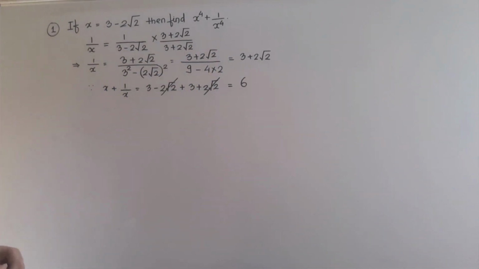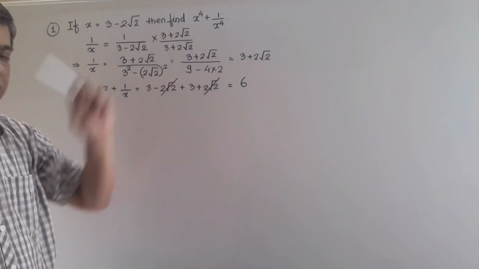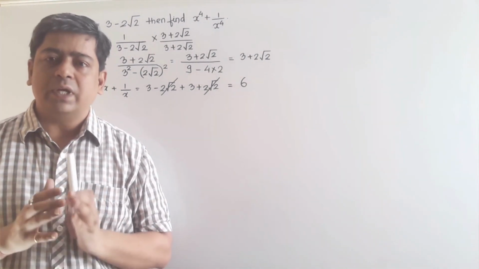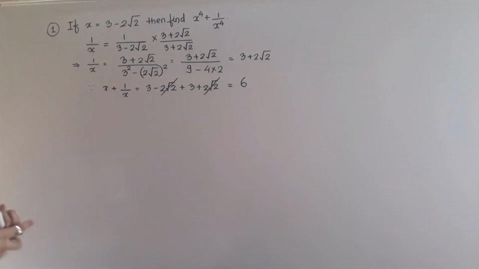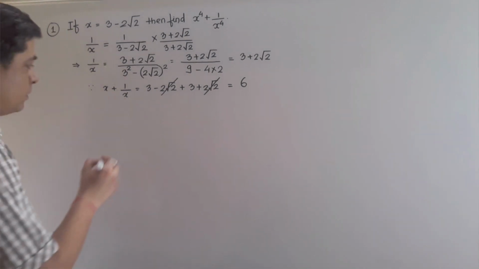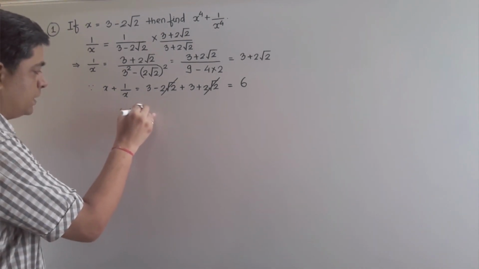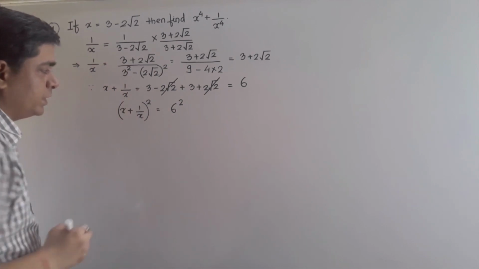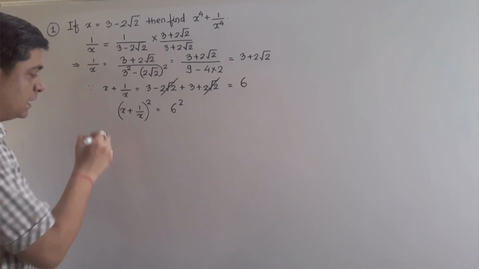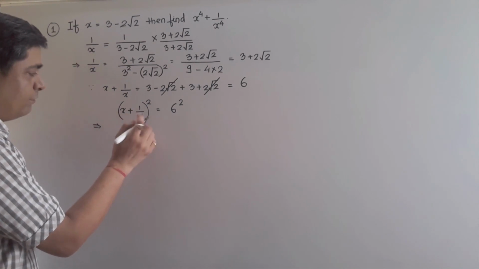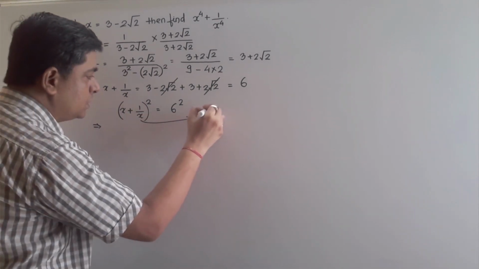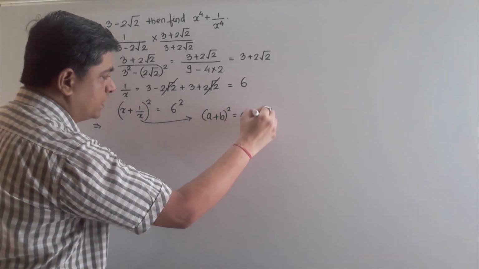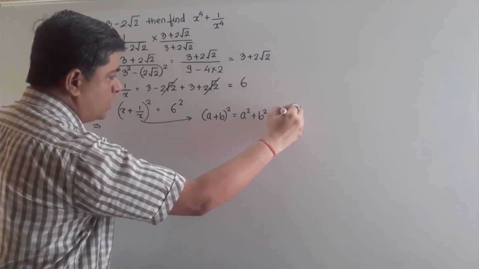Now to obtain the value of x to the power 4 plus 1 upon x to the power 4, first of all we shall find out the value of x square plus 1 upon x square. So for that I will square the given term. So that will be x plus 1 upon x whole power 2 equal to 6 to the power 2. I am squaring on both the sides. Now while squaring it, here I will apply one formula, that is a plus b whole power 2 is equal to a square plus b square plus 2ab.